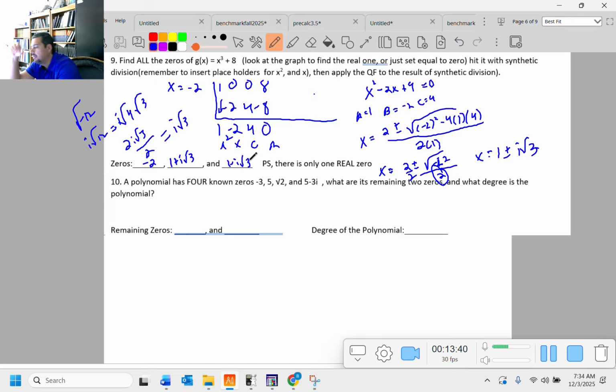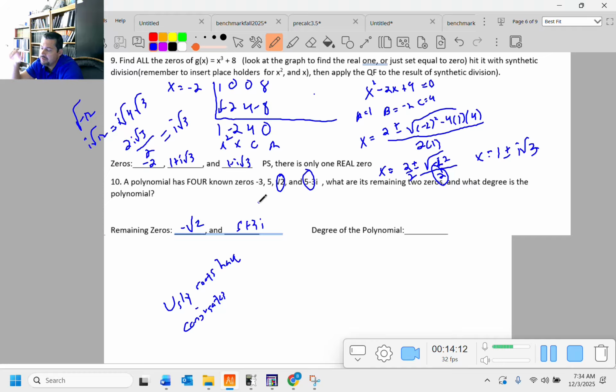Ta-da! Polynomial has 4 known zeros: -3, 5, root 2, and 5 minus 3i. What are its remaining two zeros, and what degree is the polynomial? So you may or may not remember this, but ugly roots have conjugates. You'll find that the kids who can remember that word conjugate don't miss this problem. Anyways, the remaining zeros are going to be these ugly numbers. The conjugate of root 2 is negative root 2. The conjugate of 5 minus 3i is 5 plus 3i.